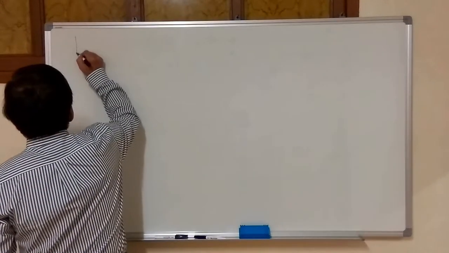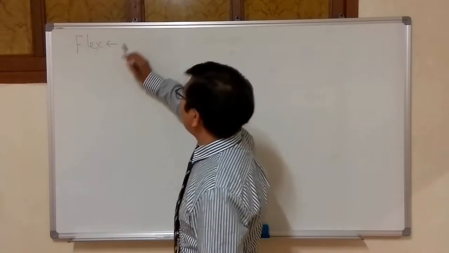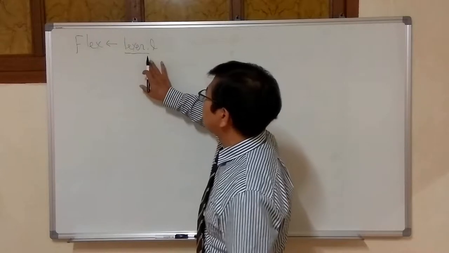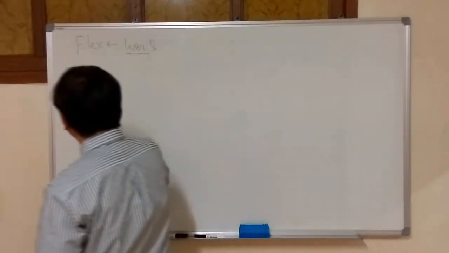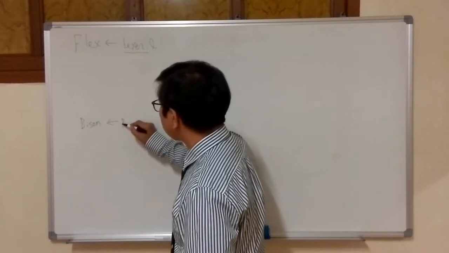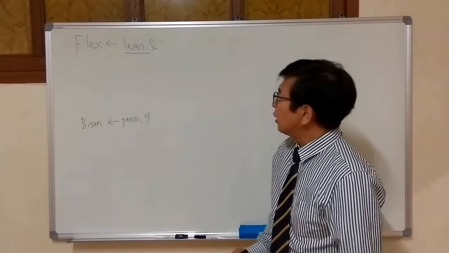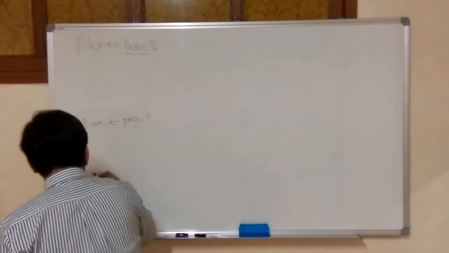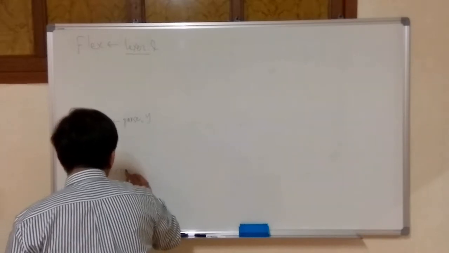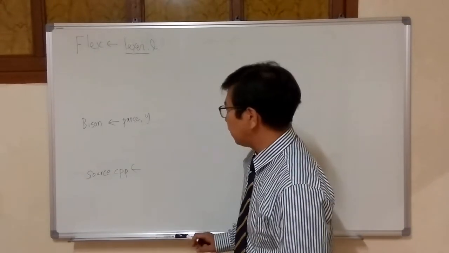For Flex, we need to provide one file called lexer.l. For Bison, we have to provide parser.y. The file extension is y. And we need to provide a function main in a source file, source.cpp. This file can be anything actually.